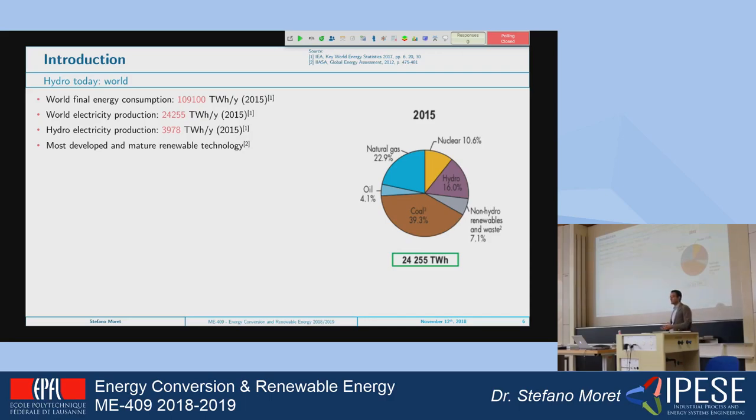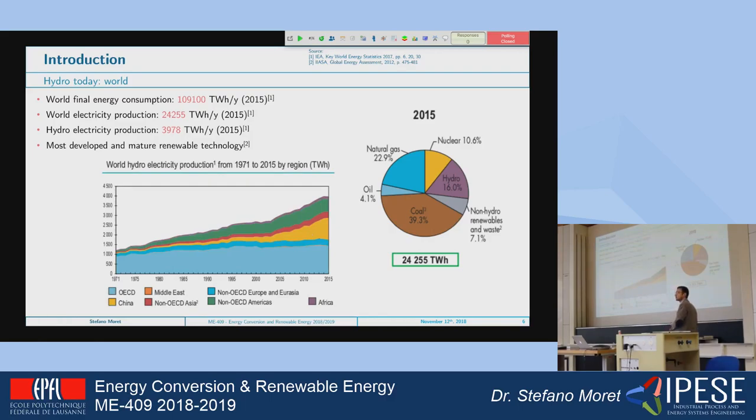Hydro is by far the most mature and the most developed renewable. Usually when you look in statistics, you find the data about hydro, and then you find the data about other renewables apart from hydro. It covers around 16% of the overall world electricity production, and it is also growing. For example, in countries like Switzerland, which is very developed for hydro, it has almost reached its maximum potential. But in other countries, people are trying to use as much hydro as they can because it's a well-known, mature, and affordable resource.